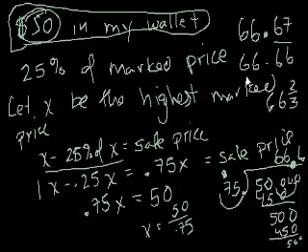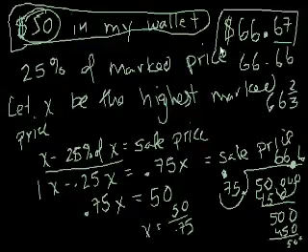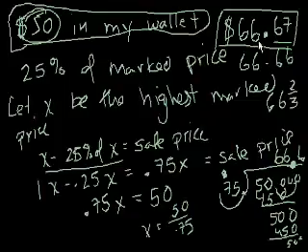But since we're working with money and we're working at dollars, we should just round to the nearest penny. So the highest marked price that I can afford is $66.67. So if I go and I see a nice pair of shoes for $55, I can afford it. If I see a nice tie for $70, I can't afford it with the $50 in my pocket. So hopefully this not only will teach you a little bit of math, but it'll help you do a little bit of shopping.